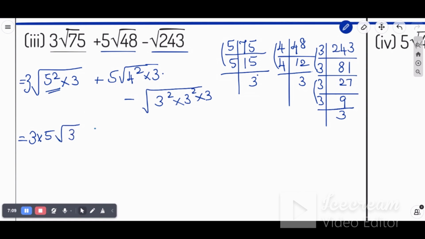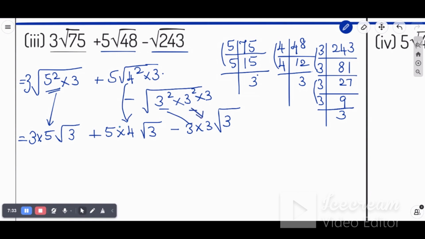Okay, then plus what you have to do is here also 3 is pending. So take your 4 outside which is in square. 5 into 4 and square root of 3. And here you have got 3 times. So that will be 3 into 3 square root of 3. Hope you understood this. Just I am writing the square numbers outside since it is a square root. So this will be easier now, right?